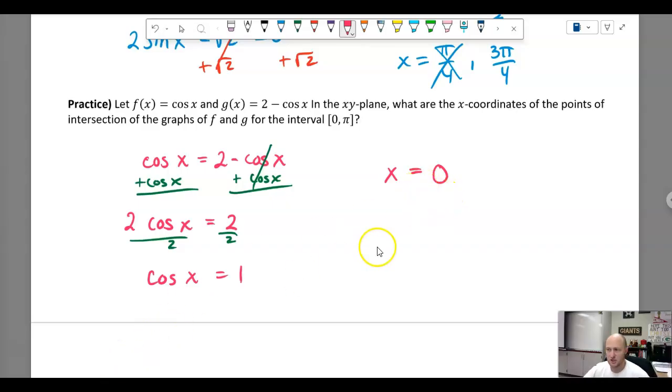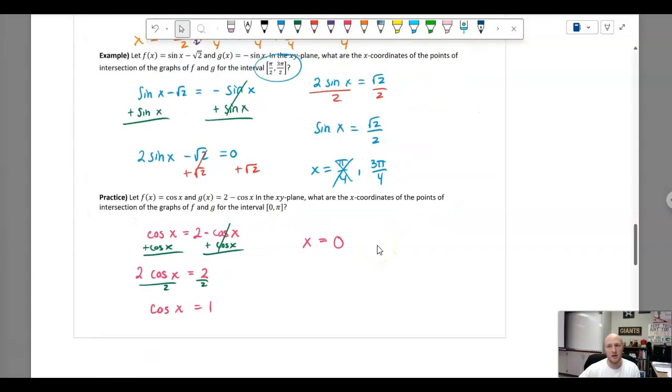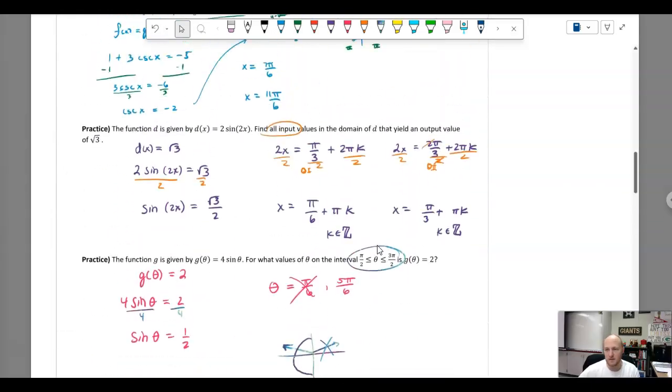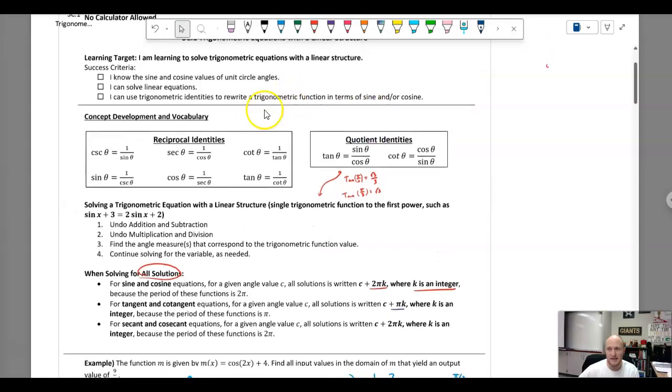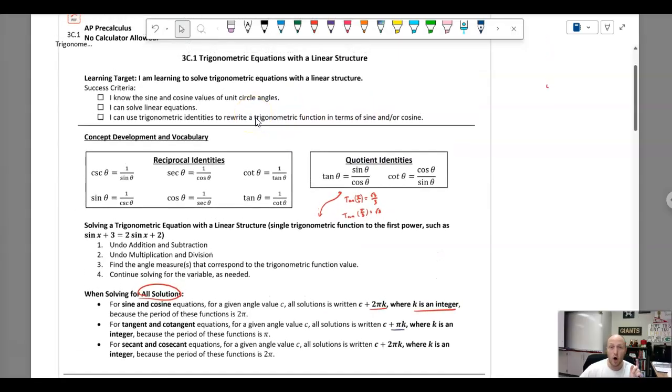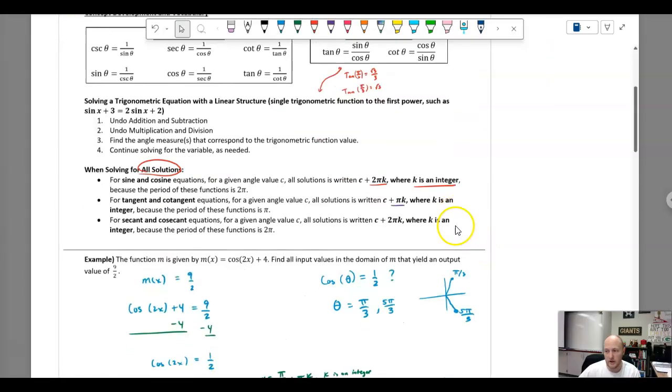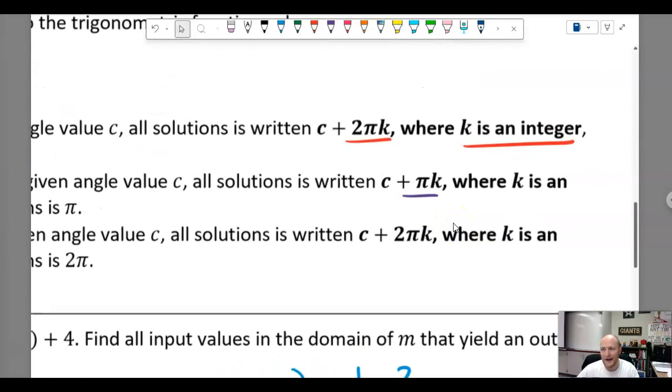All right, that's going to do it for this lesson on solving linear trig functions. Put it in terms of sine and cosine. Use your unit circle to find those values. And if you have all angles, remember that we have this 2 pi k, where k is an integer, okay?